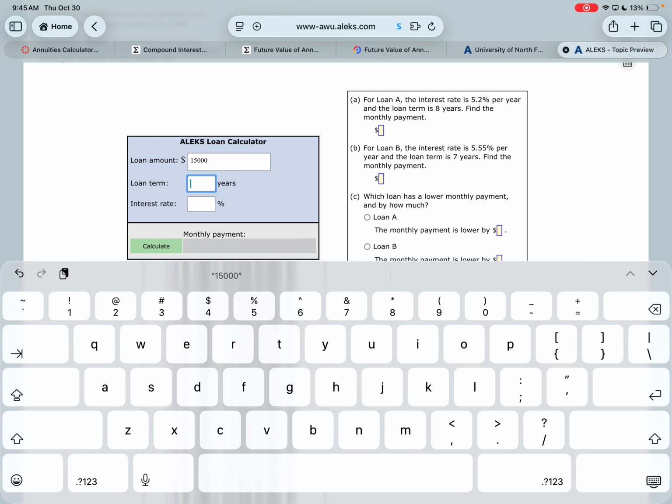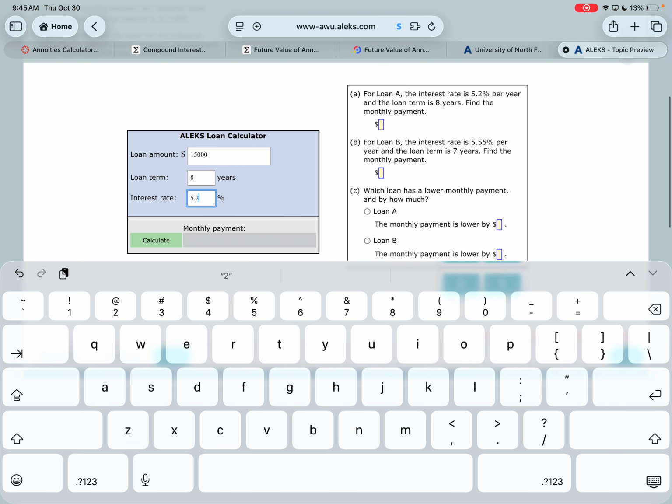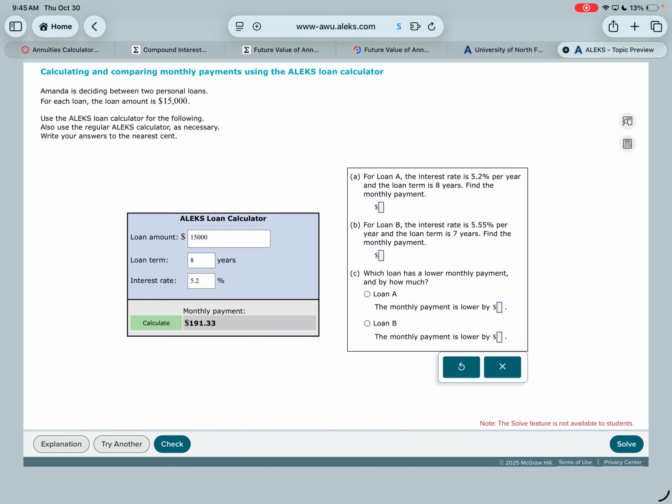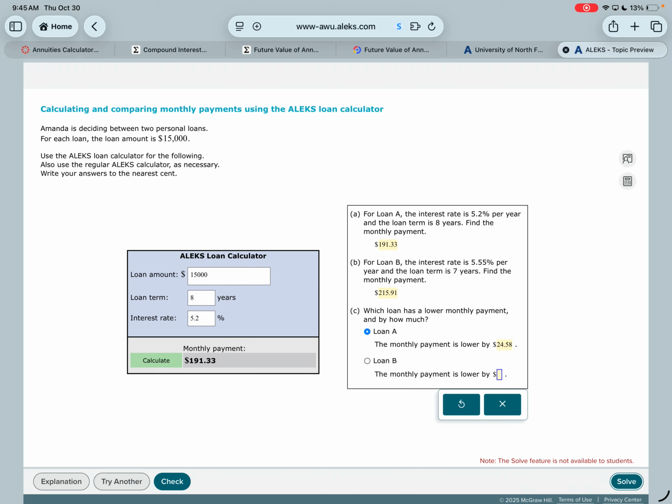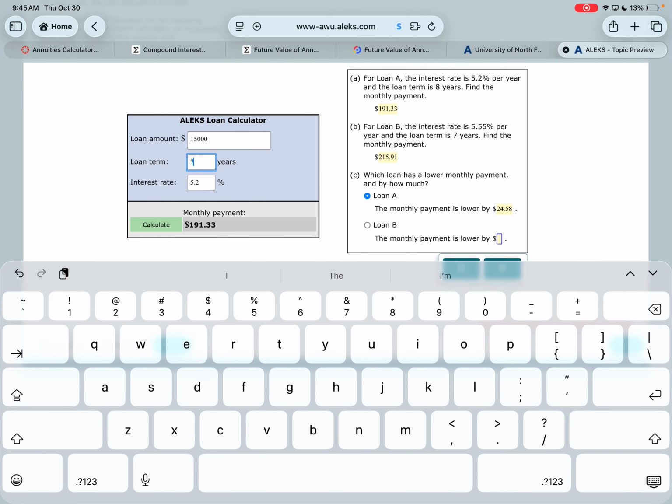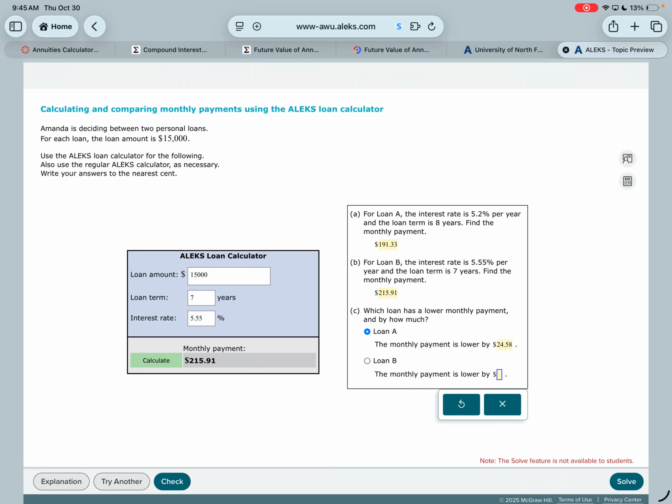Okay. First one is 8 years at 5.2% interest. Okay, so we click calculate. We get our number here. I'm just going to click solve so we have it, so I don't have to type it in, but 191.33. And then the next loan is for 7 years at 5.55 interest. And the payment is $215. Okay, so this is kind of the real life thought process here.